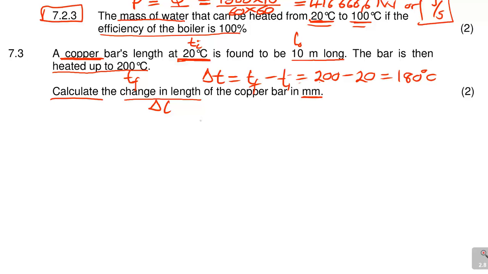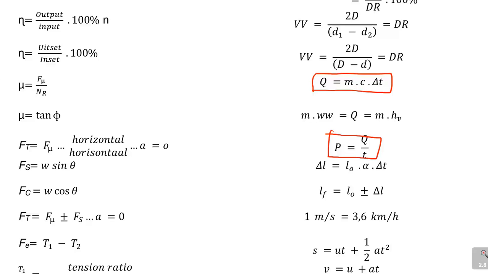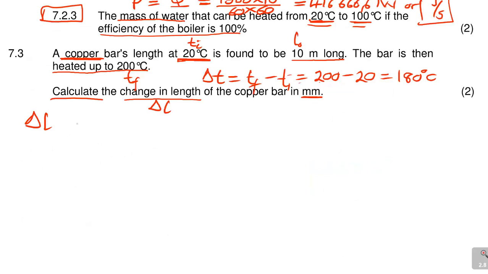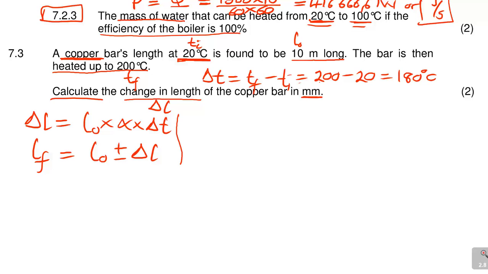So now we are interested in looking at the change in length. Now we have formulas that deal with the change in length, as we said. These are the formulas. I'm going to write both of them. The change in length with the coefficient of linear expansion, as well as the second formula. So if I can write those two formulas, I will have change in length is equal to initial length times this coefficient of expansion times the change in temperature. That's the first part. Again, the final length is equal to the initial length plus or minus change in length. So these formulas are the ones that will be enabling you to calculate what they need.